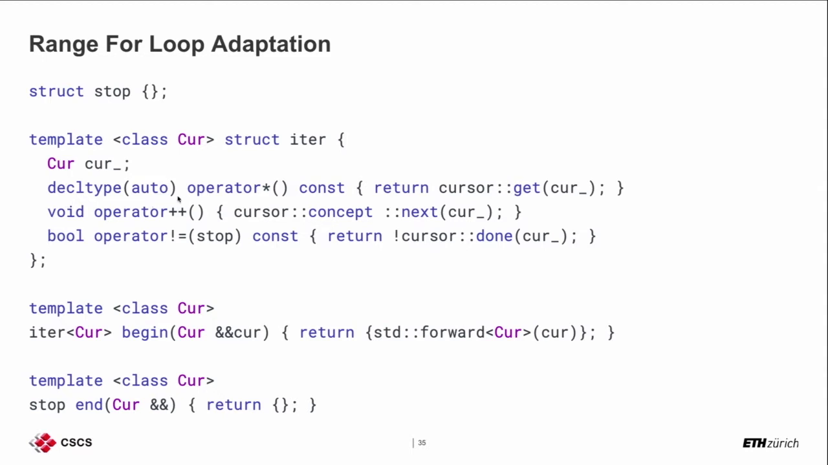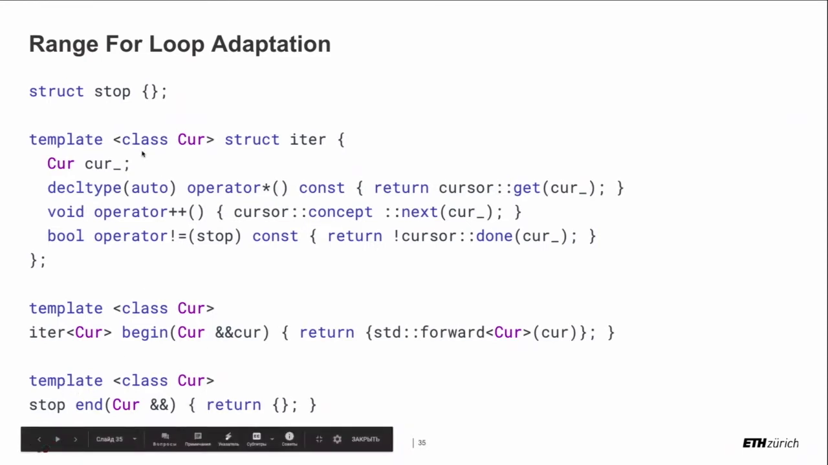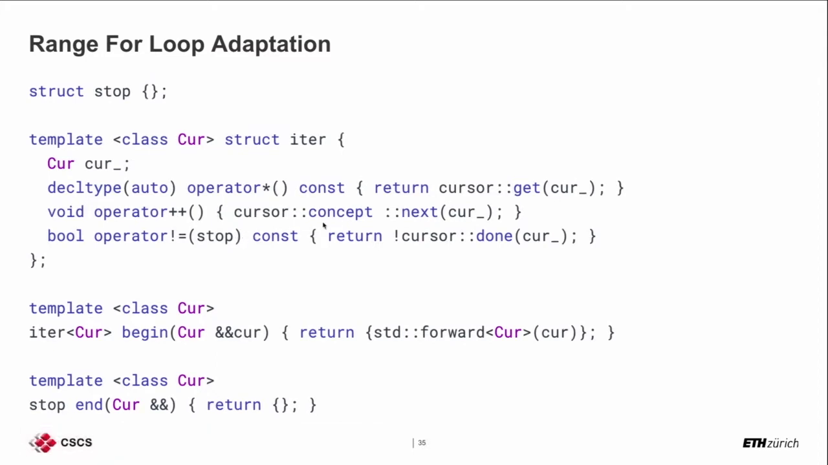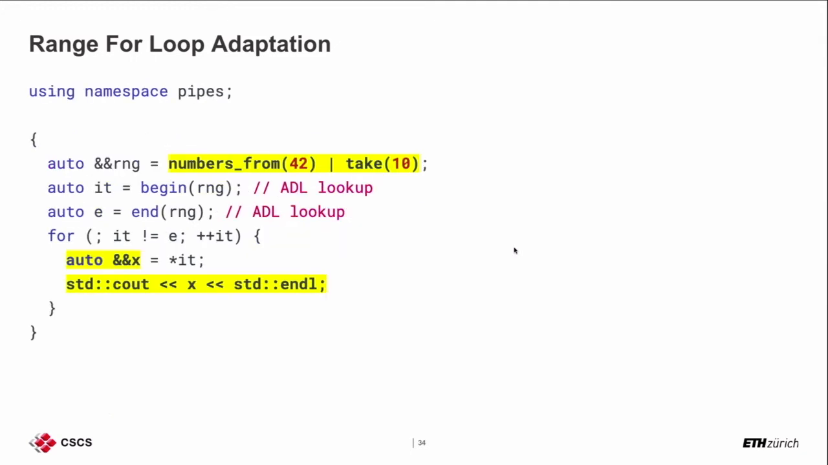What should we provide? We should provide the reference. We know how to do this. So it's a typo. Please ignore this concept here. We should also provide plus plus, and we should provide not equal. For not equal, it's easy. So end will return just an empty struct, and we will compare with this empty struct and return whether the cursor is done or not. So this works.